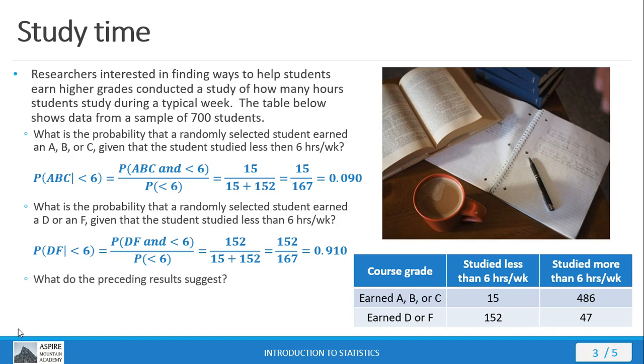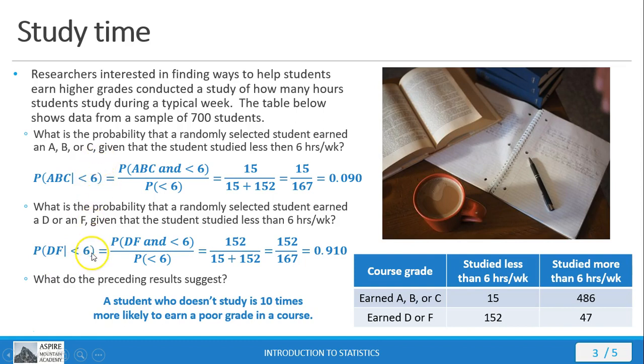So what do the preceding results suggest? Again, pause the video, take a look at the results, come up with your answer, and then come back and we'll see how you do. Well, I hope you're able to look at these two numbers here and see that one of them is about 10 times the other one. So what that says is that students who don't study, because we're given less than 6 hours per week, that means that you're 10 times more likely to earn a lower grade than you are to earn a higher grade.